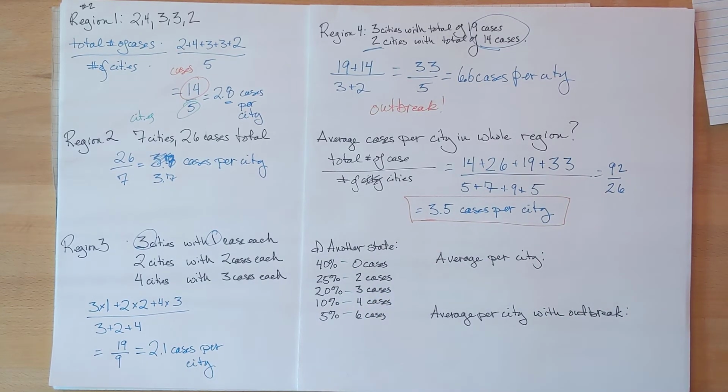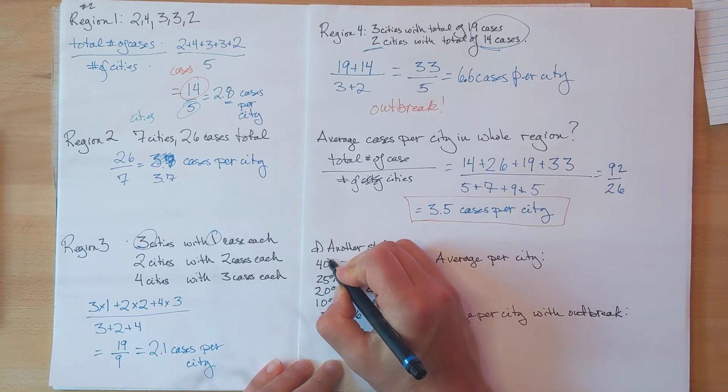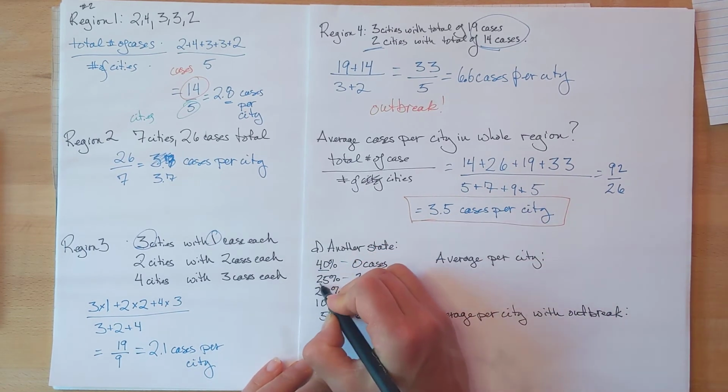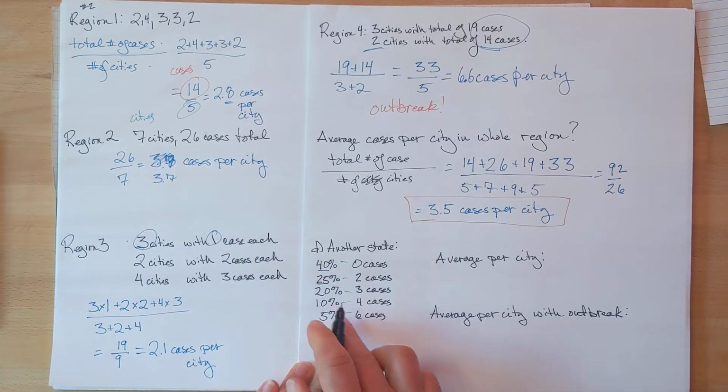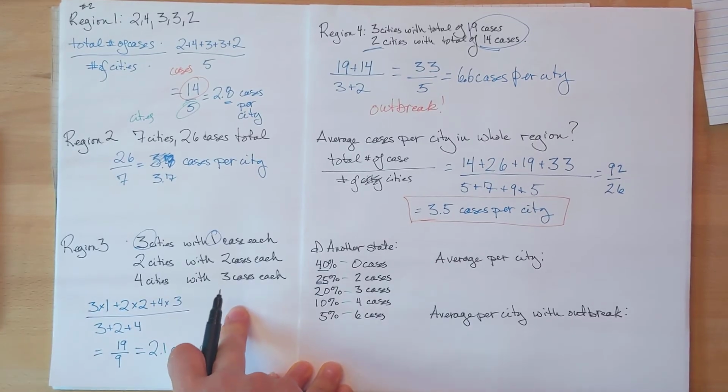Well, I could imagine, what if there were 100 cities? I could just pick some whole number of cities to work with, and 100 is going to make my life easy because it's going to make the calculation easy. So if I had 100 cities, then this would be essentially 40 of them, 25 of them. And now this becomes a lot like region 3.